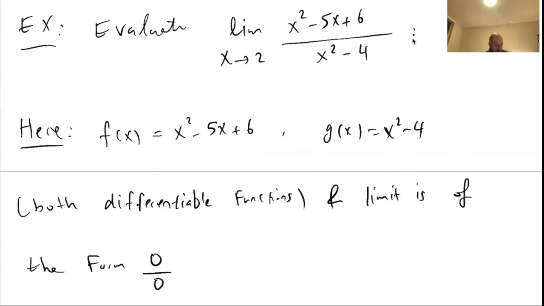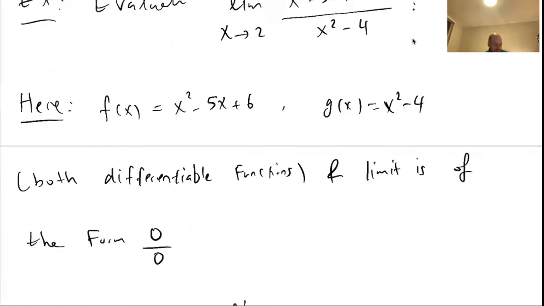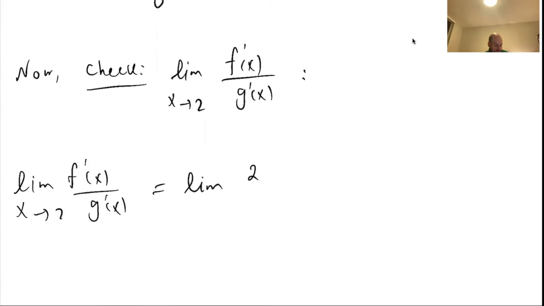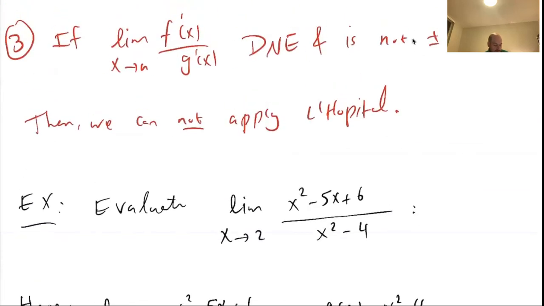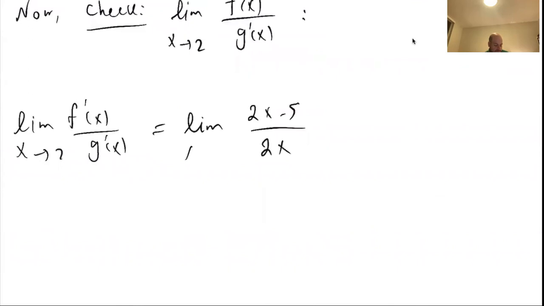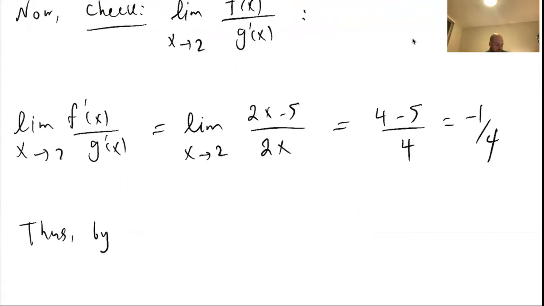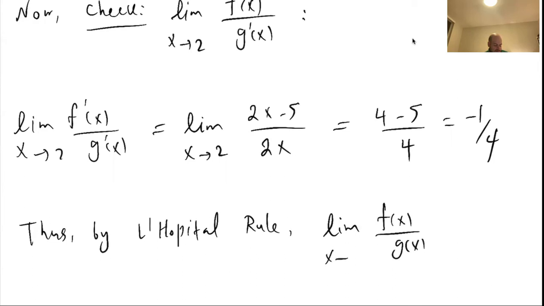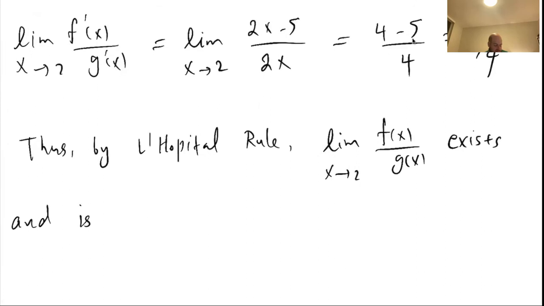So differentiate top and bottom separately. The derivative of top is 2x minus 5. The derivative of bottom is 2x. As x approaches 2, this is 4 minus 5 divided by 4, which is minus 1 over 4. Thus, by L'Hopital's rule, the limit of f of x over g of x as x approaches 2 exists and is minus 1 over 4.